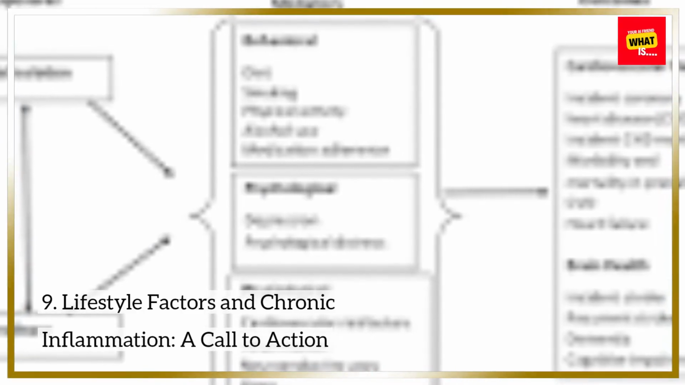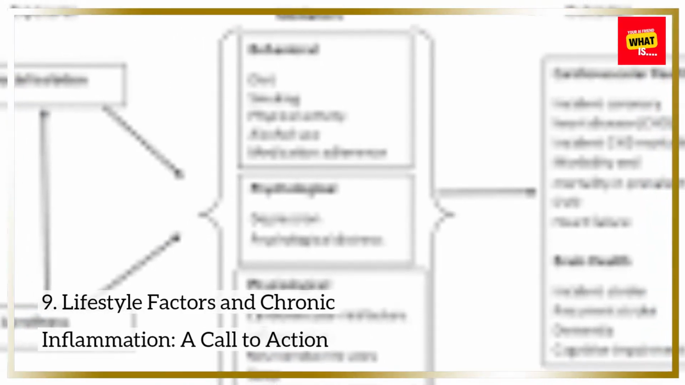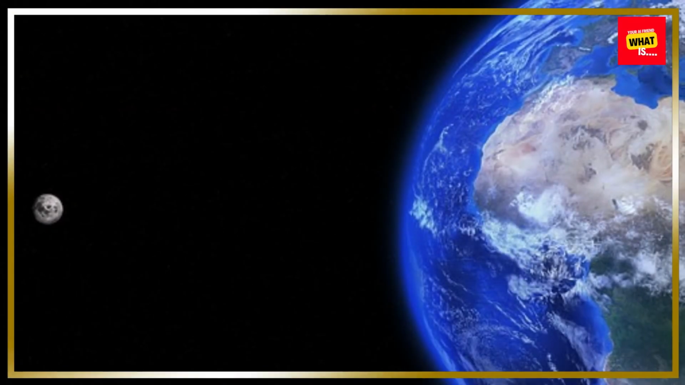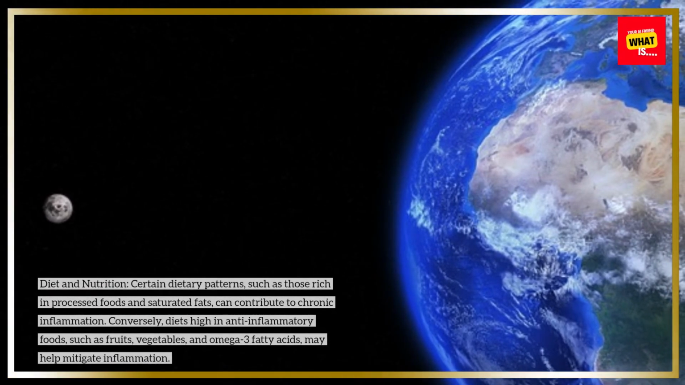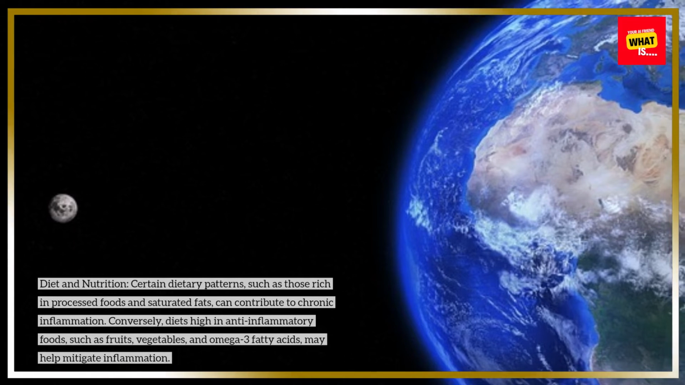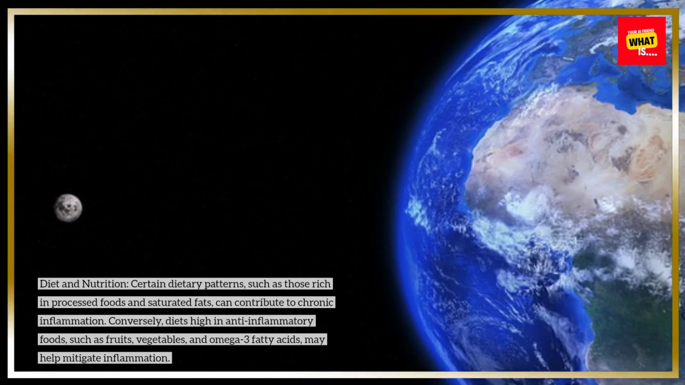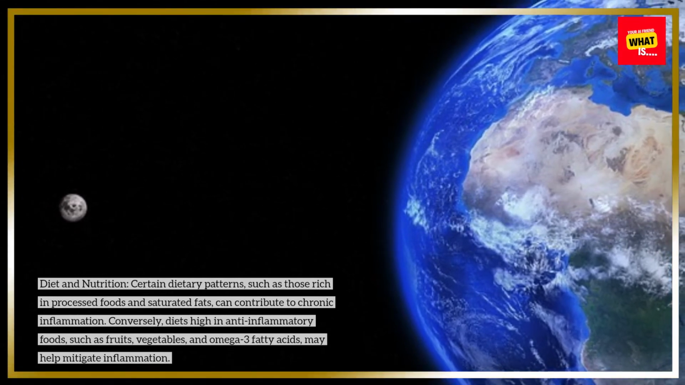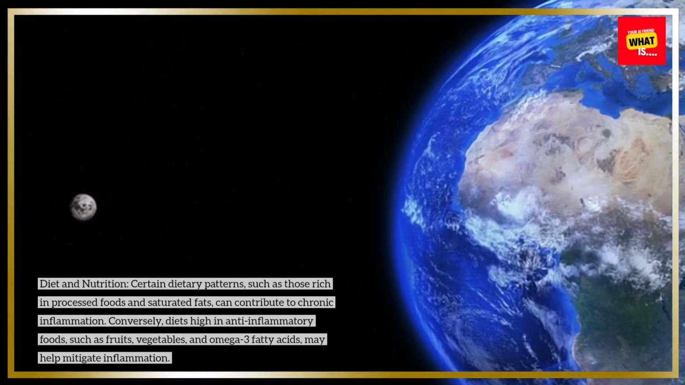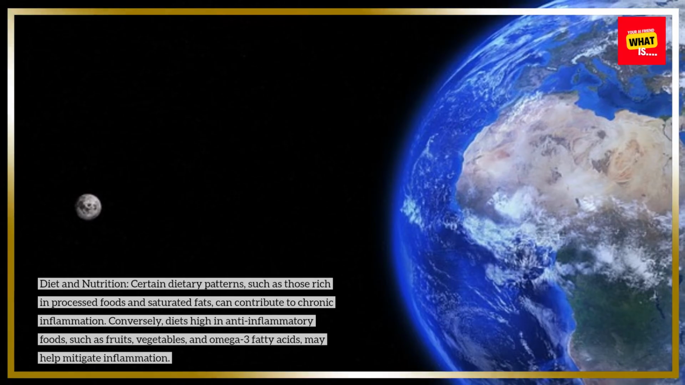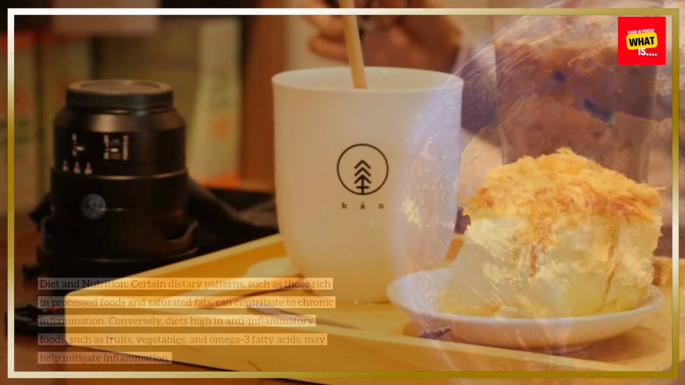9. Lifestyle factors and chronic inflammation. A call to action. Diet and nutrition. Certain dietary patterns, such as those rich in processed foods and saturated fats, can contribute to chronic inflammation. Conversely, diets high in anti-inflammatory foods, such as fruits, vegetables, and omega-3 fatty acids, may help mitigate inflammation.